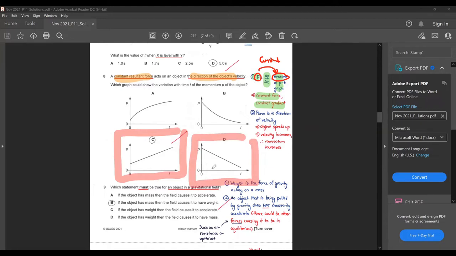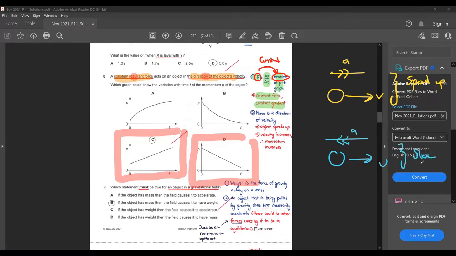But how do I know which one is which? The other thing to note here is that they told you your resultant force acts in the direction of the object's velocity. Remember last time in kinematics, I mentioned that if this is your direction of velocity and this is your direction of acceleration, the object will actually speed up. It's only when your velocity is like this and your acceleration is opposite that you slow down. So here, I know that my force is in the direction of my object's velocity, so my object will speed up. My velocity increases, therefore momentum increases. So the correct graph should be this one. D is definitely out. It's showing that my momentum is decreasing.